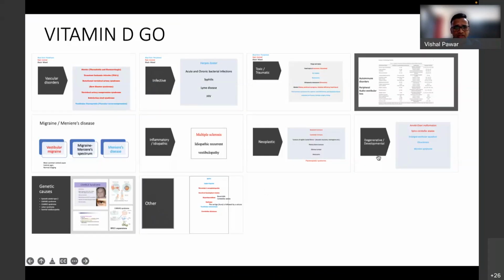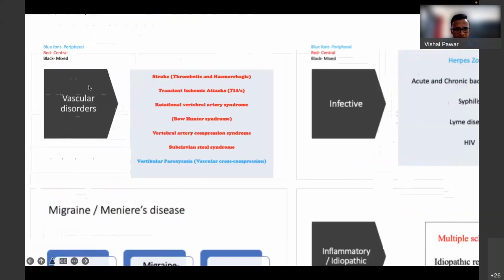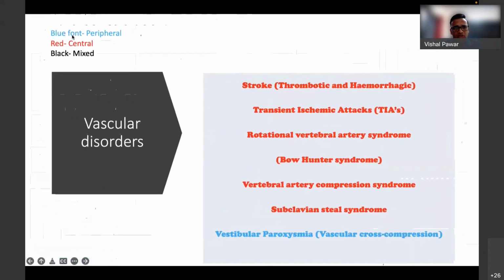So if we look at this mnemonic, the V, let us go one by one. V stands for vascular disorder, so one by one we'll go. The blue font indicates the peripheral disorder, red font indicates central, and the black is a mixed one. Sometimes these disorders can present as peripheral, sometimes central.